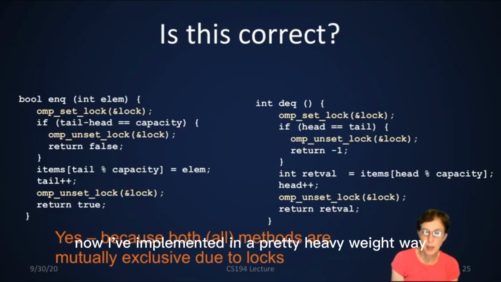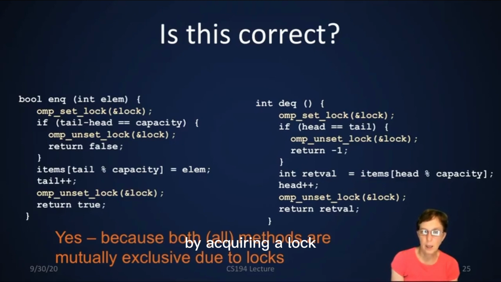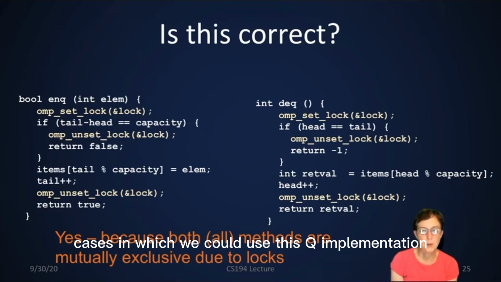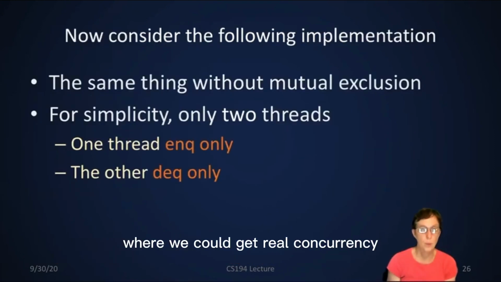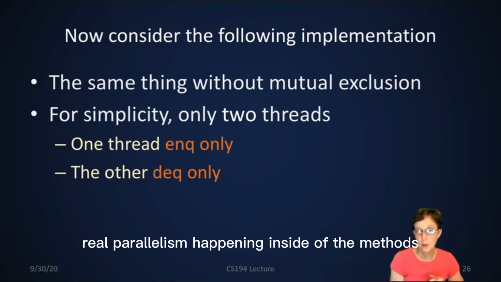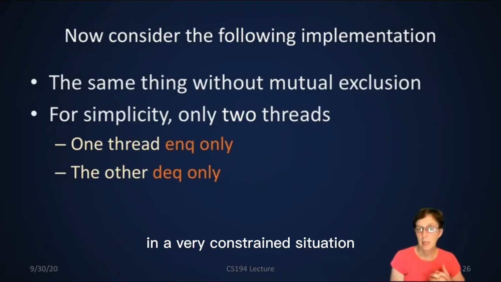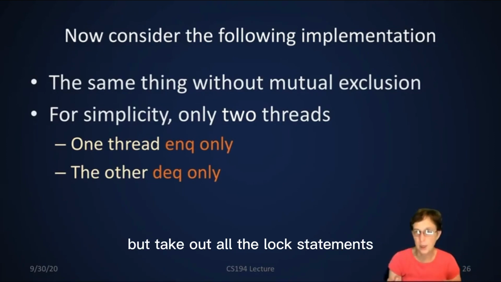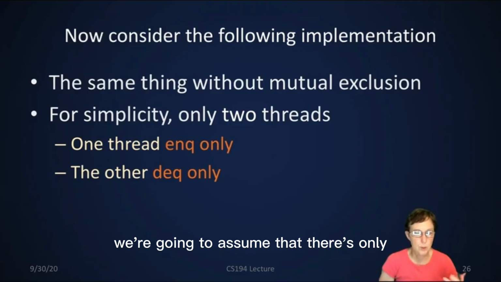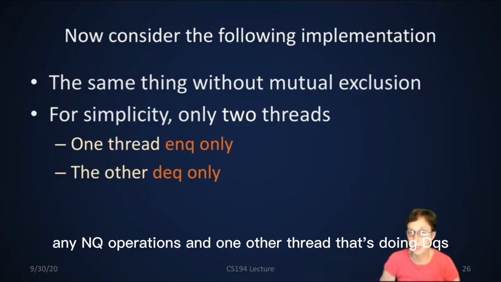Now I've implemented it in a pretty heavyweight way by acquiring a lock. We're not going to get any parallelism in here. So you may wonder, are there cases in which we could use this queue implementation where we could get real concurrency, that is real parallelism happening inside of the methods. And the answer is yes. In a very constrained situation, if you use the same code but take out all the lock statements, the set and unset lock statements, and in this case, we're going to assume that there's only one thread that's doing any NQ operations and one other thread that's doing DQs.